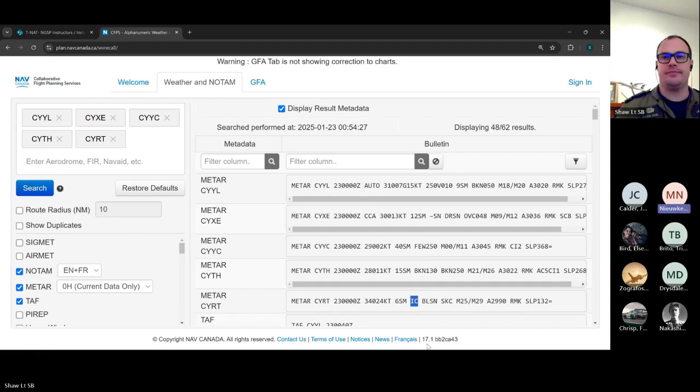Newkirk? Ice crystals. Ice crystals, you got it. So CYRT is Rankin Inlet, Nunavut. We've got visibility of 6 miles in ice crystals, blowing snow, and it's sky clear. It makes sense that there's blowing snow because the wind's 340 at 24 knots. That's almost 35 kilometers an hour, just ballpark. It's quite windy there. So we've got some blowing snow, but it's sky clear.